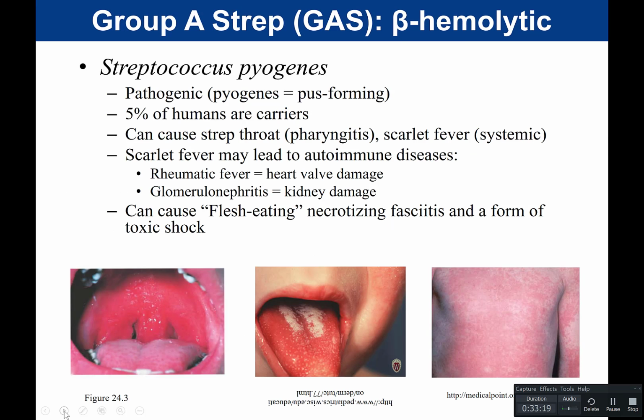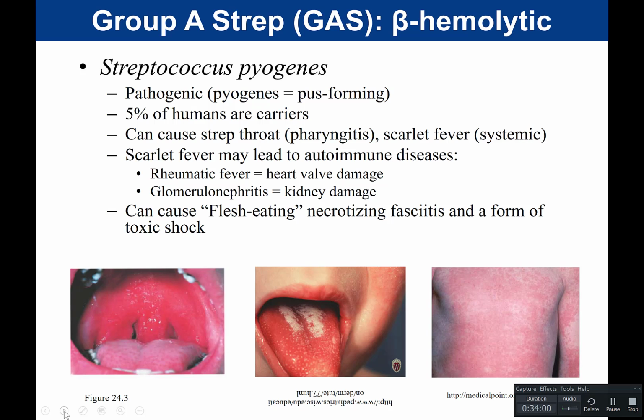So you want to review this slide, and just for all of the slides about the diseases that go with these different organisms, you want to have a general understanding of the types of diseases that they cause. And so strep pyogenes, right? Pyo refers to pus, so they're pus forming. And so the diseases that are associated with strep pyogenes would be strep throat or pharyngitis, scarlet fever. If it becomes systemic, it can lead to autoimmune diseases like rheumatic fever, glomerulonephritis, so damage to the kidneys.